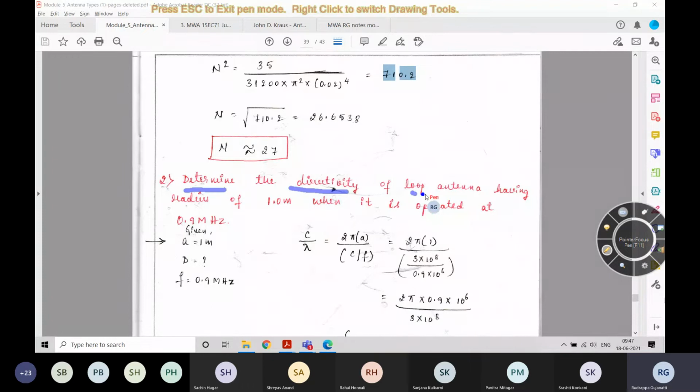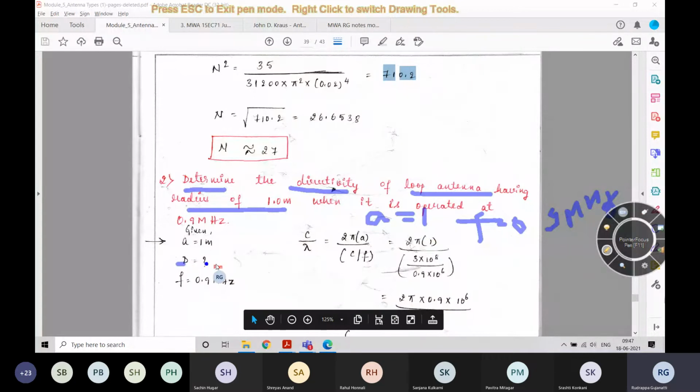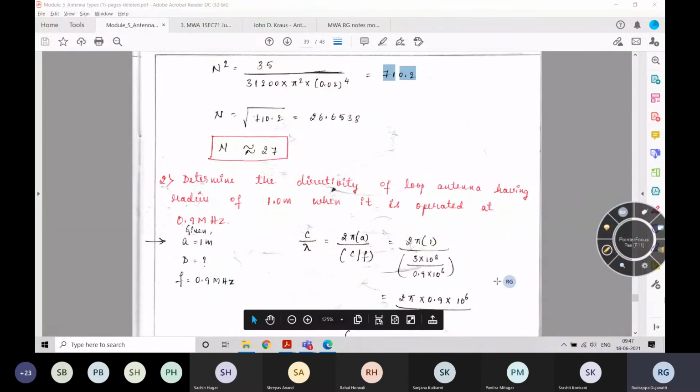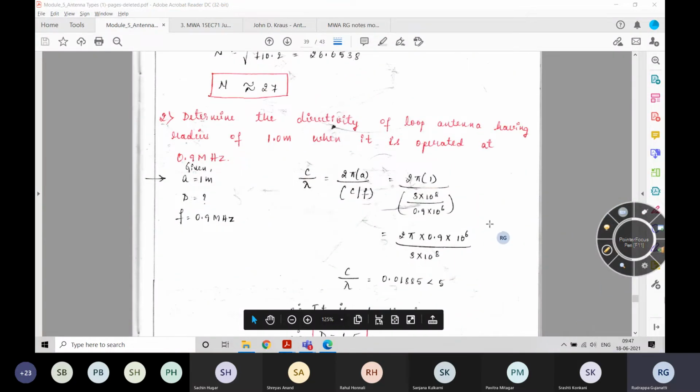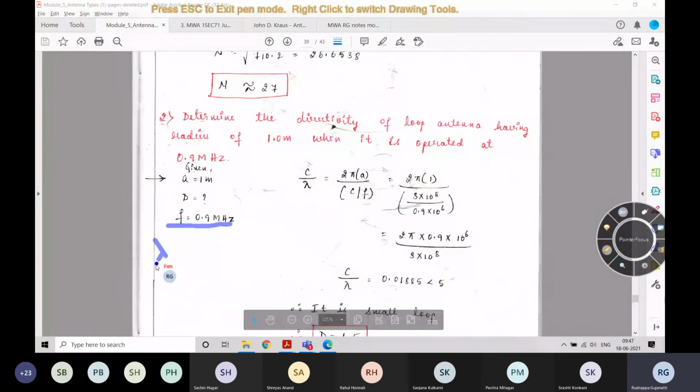Determine the directivity of a loop antenna which has a radius of 1 meter. So here a is equal to 1 meter, and it is operated at a frequency of 0.9 megahertz. We need to identify the directivity. Again, first identify what C by lambda is, whether it is a small loop or a large loop. Since the frequency is given, from this I can obtain lambda.